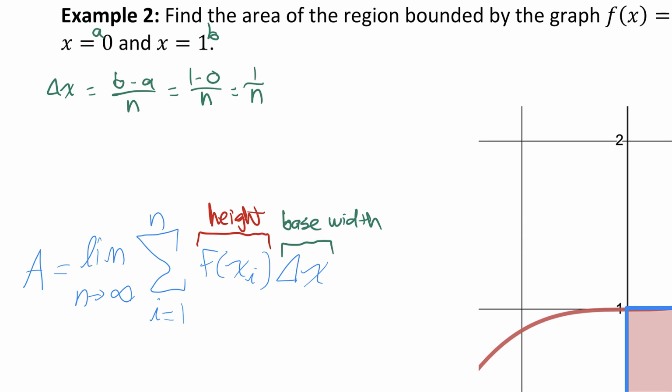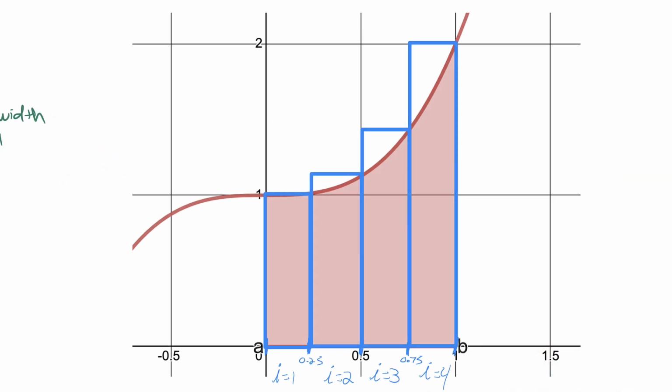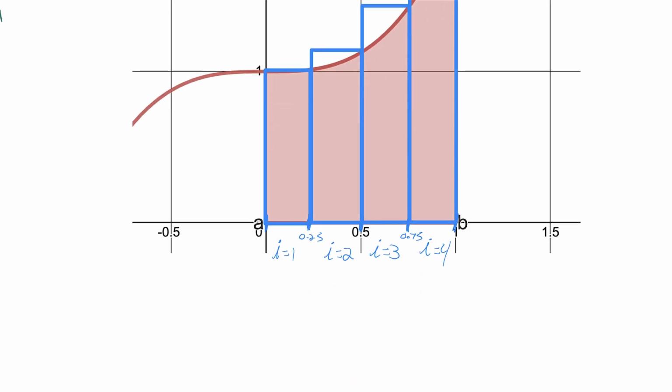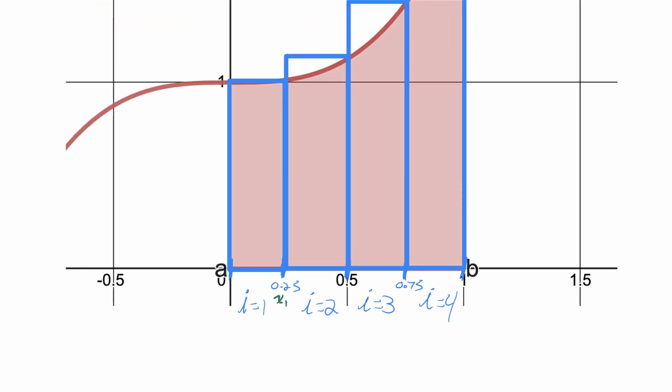But what can I replace x sub i with? Let's look over here at the diagram as well. The first thing I want you to notice is I used the right side of each interval to determine the height of the rectangle. So for interval number 1, I used 0.25. So I will call that my x sub 1. That was my first x value I used. For interval number 2, I used this point right here for the height.